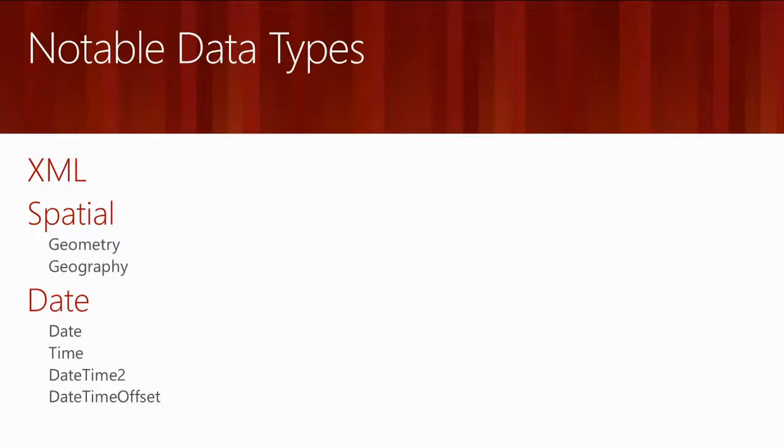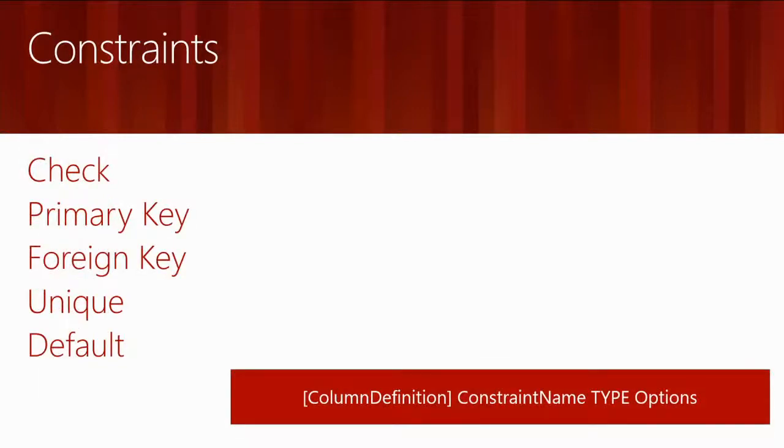The difference between datetime and datetime2 is simply level of precision. The difference between datetime2 and datetimeoffset is that datetimeoffset will also give you the ability to store an offset from UTC. So if you're looking for internationalization, that's what it's going to give to you.